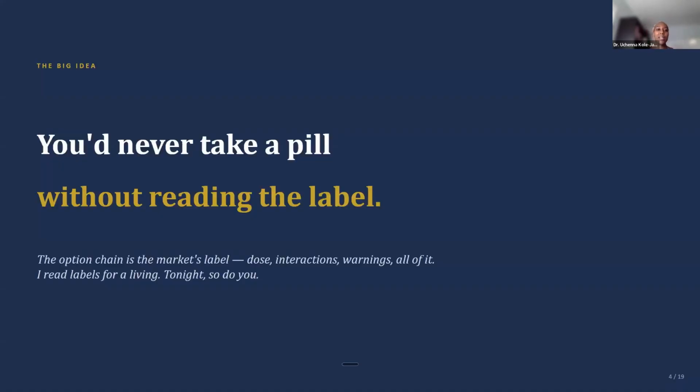So, what is the big idea? You would never take a pill or medication without reading the label, right? The option chain is the market's label, okay? The dose, interactions, warnings, all of it is located on the option chain. I read labels for a living. Tonight, so do you.